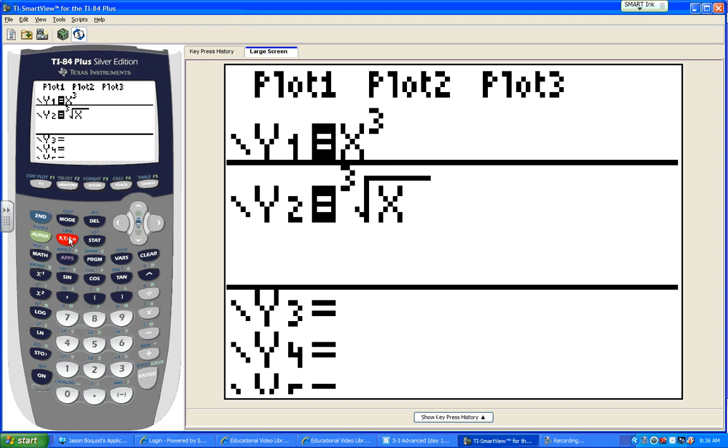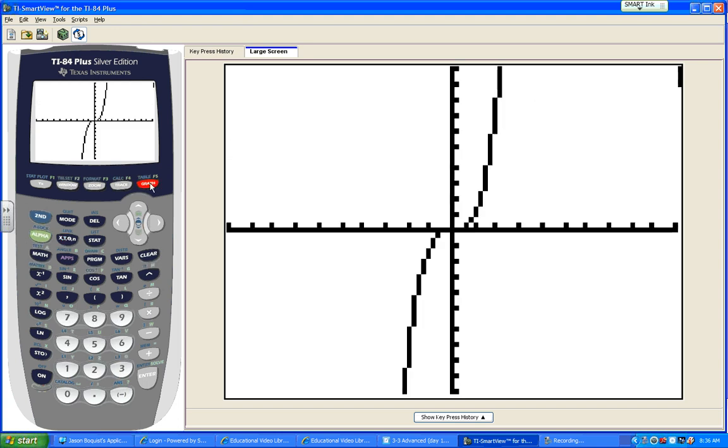Okay. So what it's going to do first is it'll graph y1, and then it'll graph y2. Okay? So let's see what it looks like. So again, this is the one you should know, right? There's x to the third, and here comes the cube root of x. Okay? Did anybody remember, where did we switch x and y? Which symmetry test was that? Yes? Oh, okay.